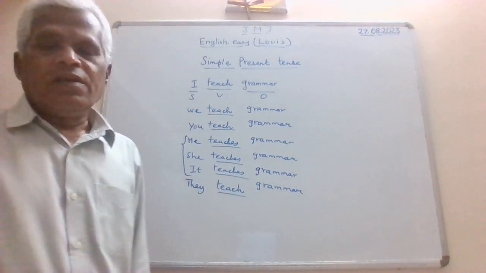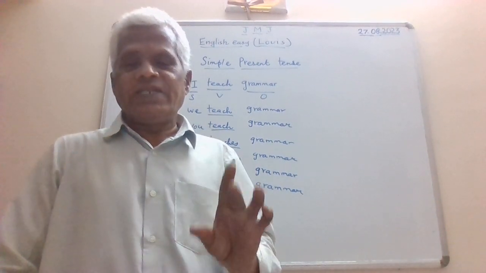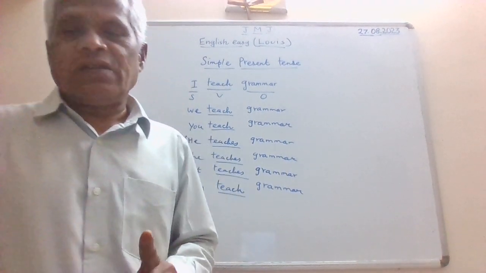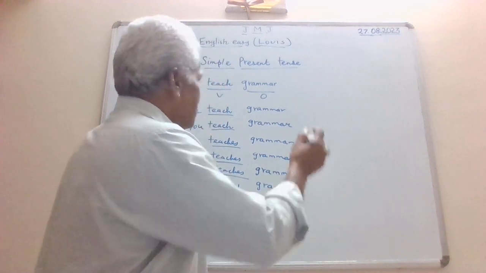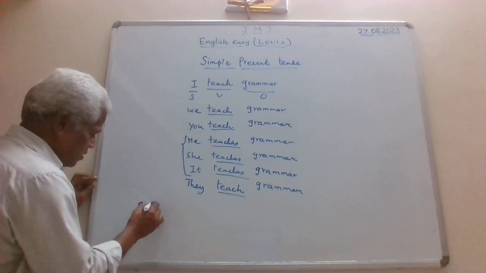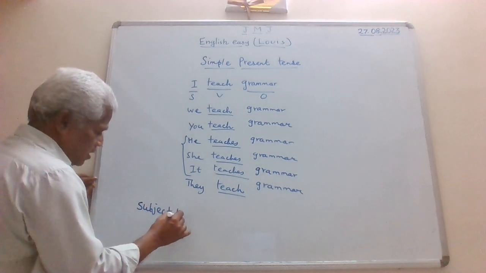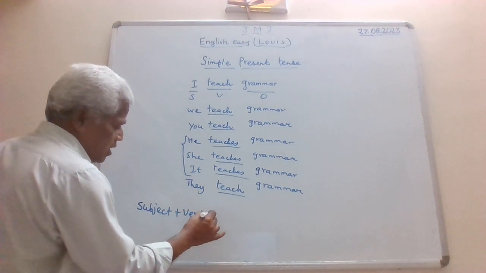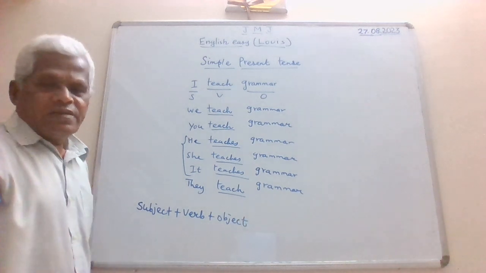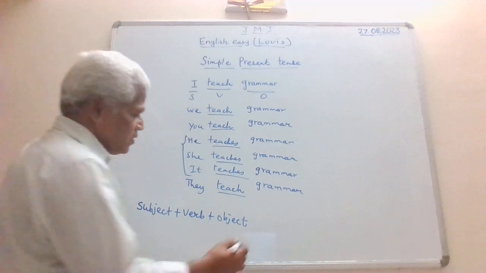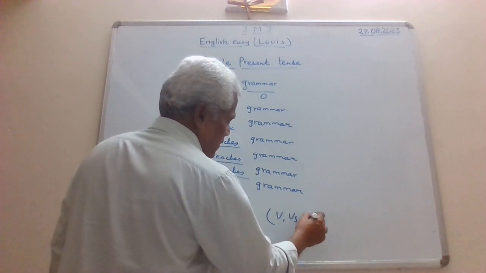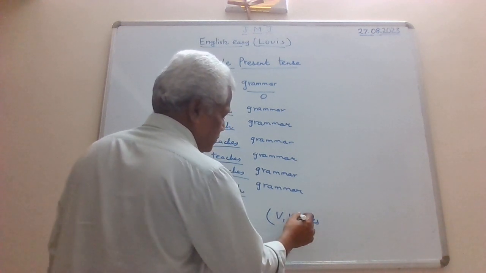So what is the general rule that we can frame by reading all these sentences? To write a sentence in simple present tense, there is only one formation. I will write it here neatly: subject plus verb plus object. Here when you say verb, you can use it as verb, and then VS, or sometimes VES also.